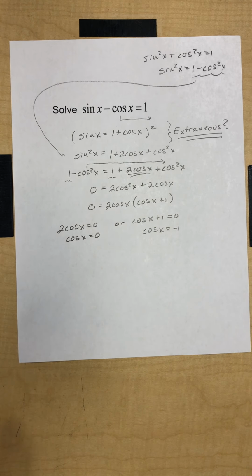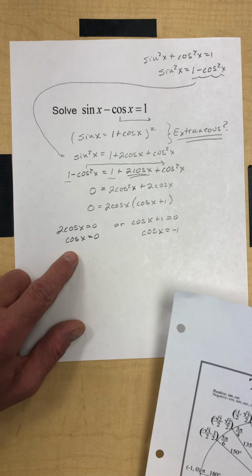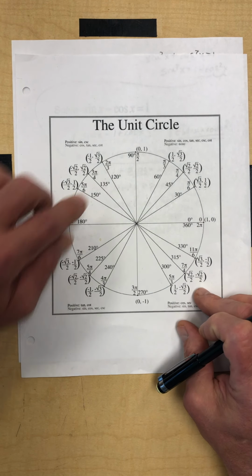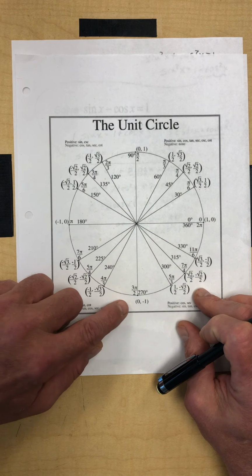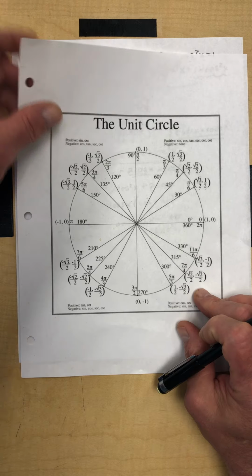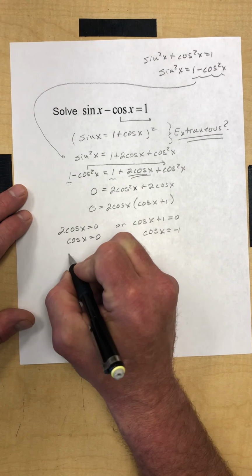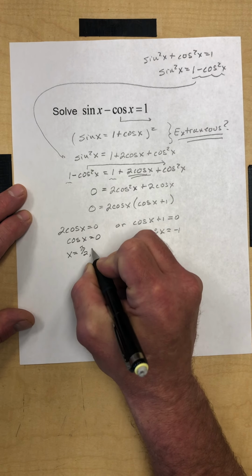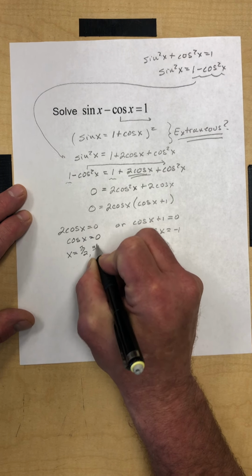So we go to our unit circle, and we say, okay, when is the cosine 0? Remember the cosine is your x-coordinate, so that happens at pi over 2 and 3 pi over 2. So the solutions here would be x equals pi over 2 and 3 pi over 2.